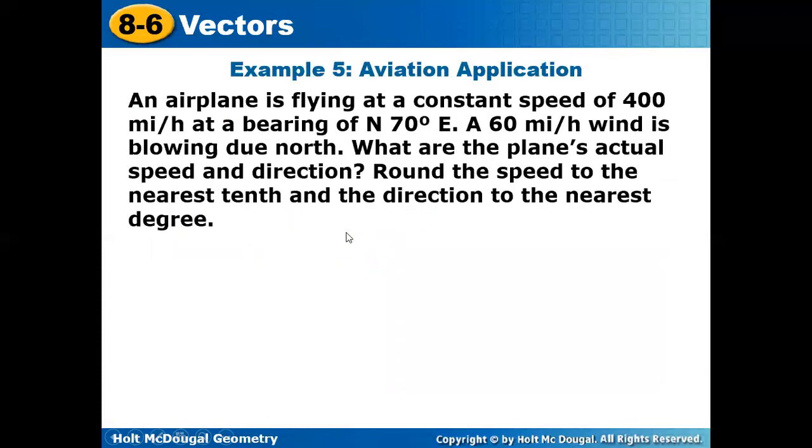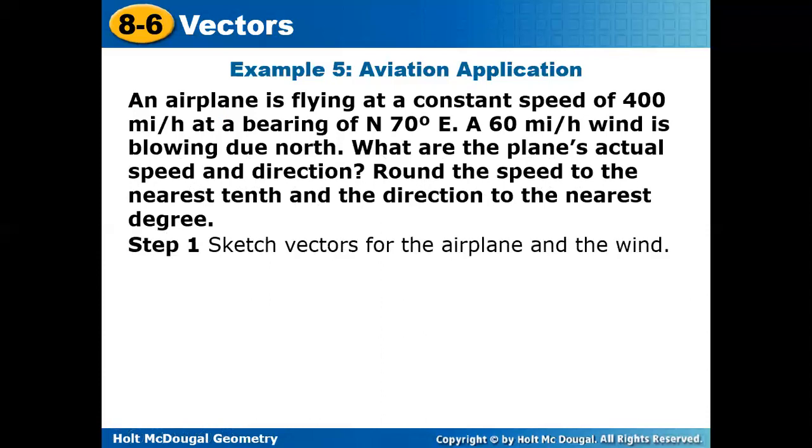Okay, now example 5. An airplane is flying at a constant speed of 400 miles per hour at a bearing of north 70 east. A 60 mile per hour wind is blowing due north. What are the plane's actual speed and direction? Round the speed to the nearest tenth and the direction to the nearest degree.